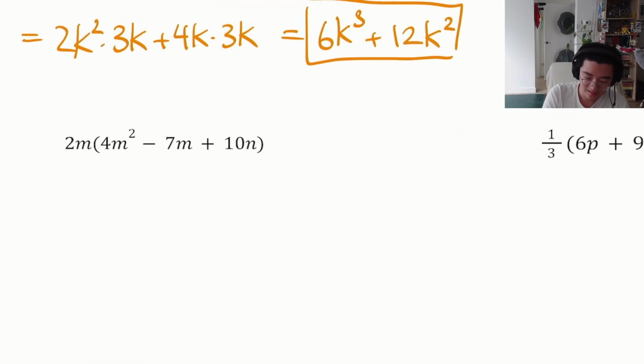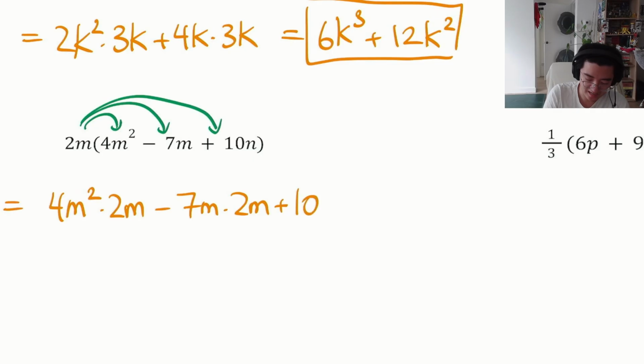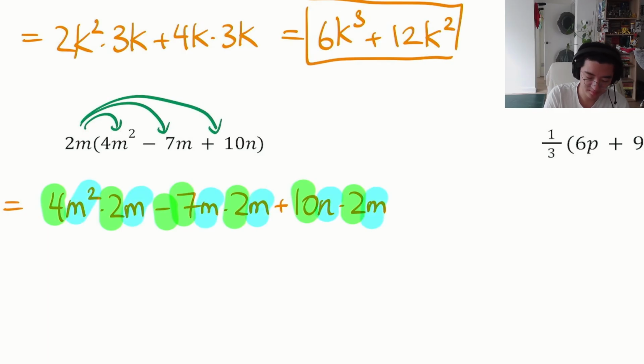Okay, next one. Does it not matter how many terms are in your bracket? We do our little flying arrows. It applies to everything. First one is 4m squared times 2m, minus 7m times 2m, and then plus 10n times 2m. Okay, so coefficients, do it together, and then we multiply all of that together.